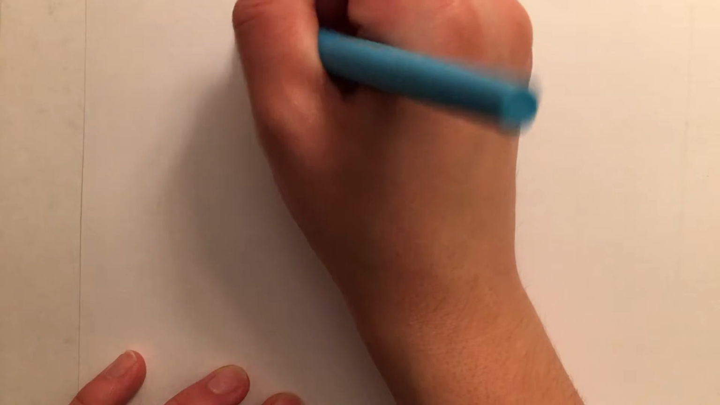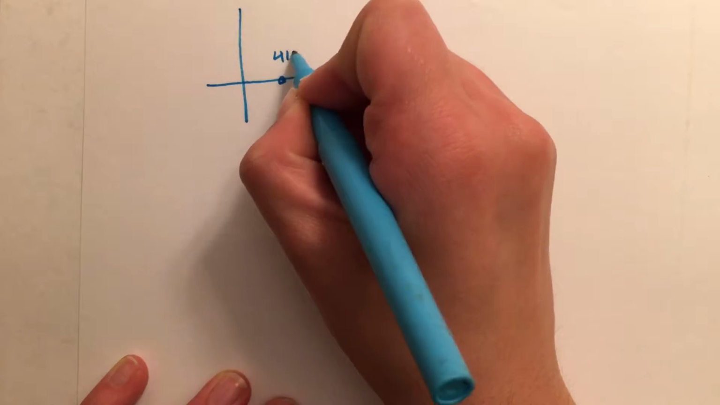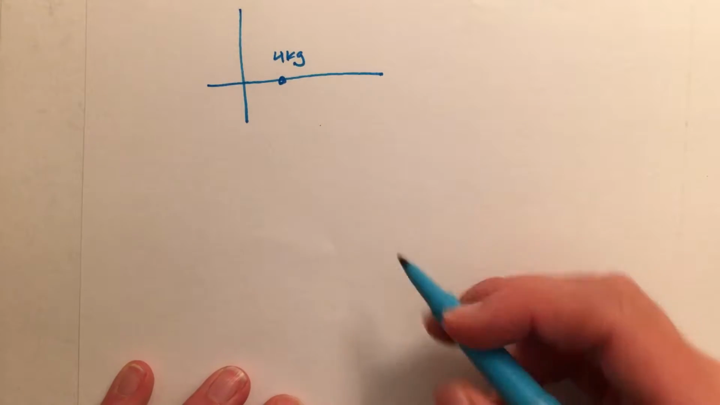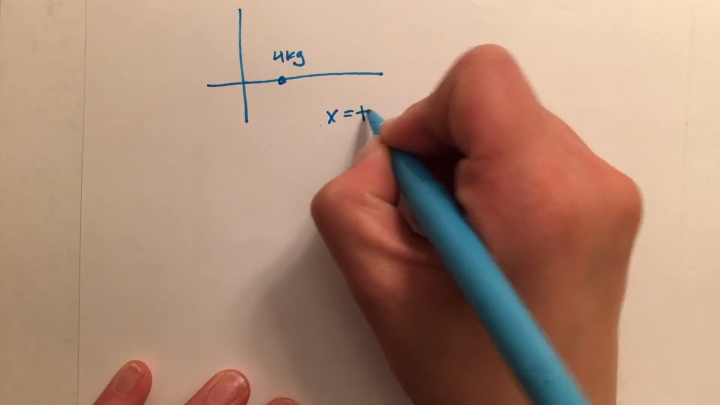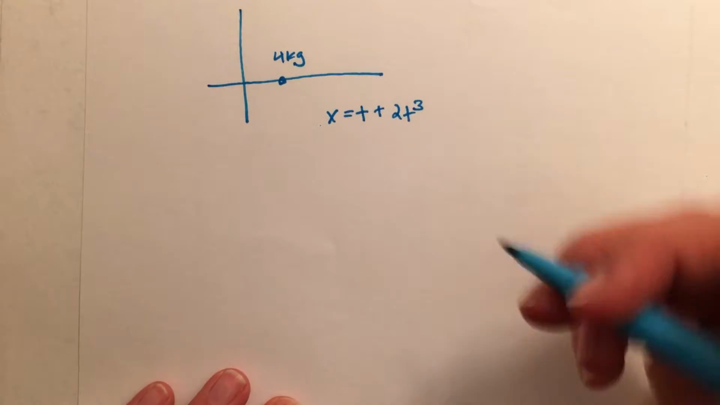I'm going to be doing problem 39 from chapter 8. So there's a 4 kilogram particle that moves along the x-axis. Its position varies with time according to x equals t plus 2t cubed, where x is in meters and t is in seconds.